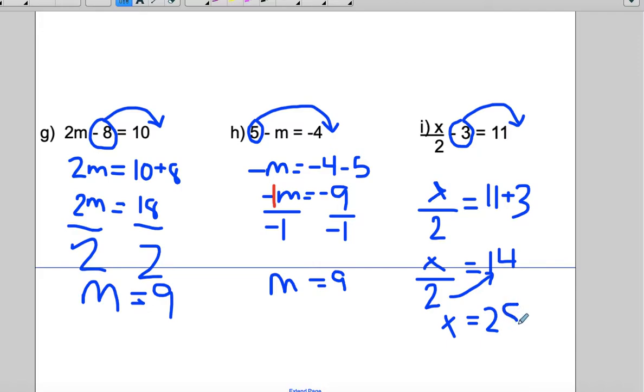And for any of these questions, you can do a left side, right side check by just subbing in whatever number you find for your variable into the equation and solving it.